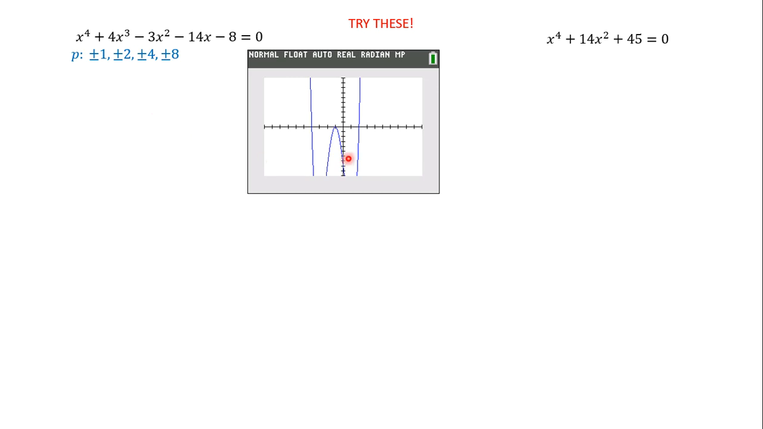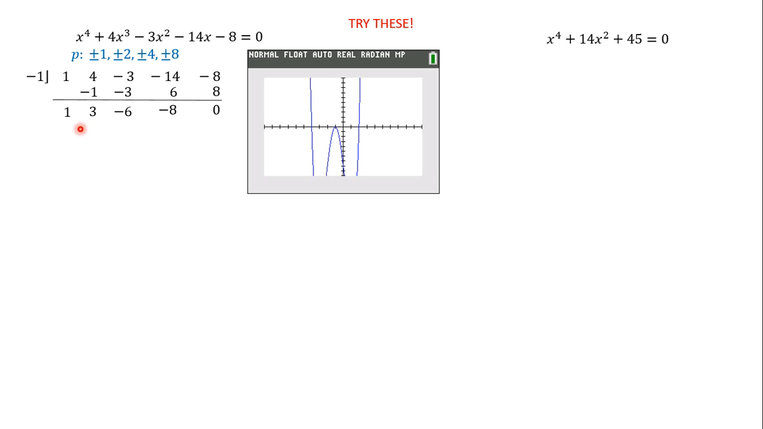So let's try a number. -1 looks like the easiest one to try. So let's try that one. Bring it down. Multiply, add, multiply, add, multiply, add, multiply, add. Look at that. -1 works. How's your guys' synthetic division coming along? Are you getting quicker at it yet?